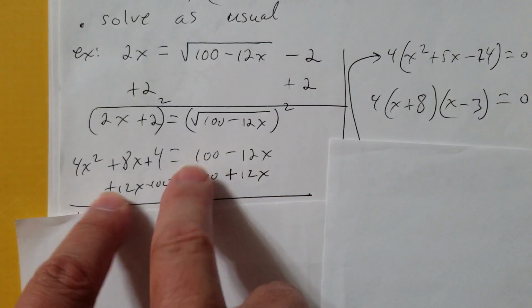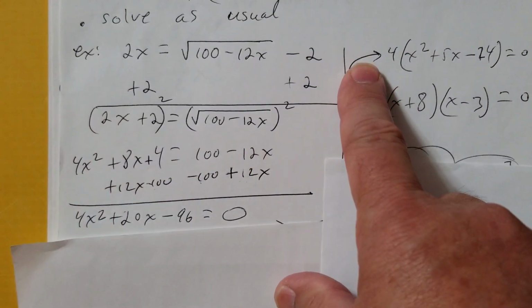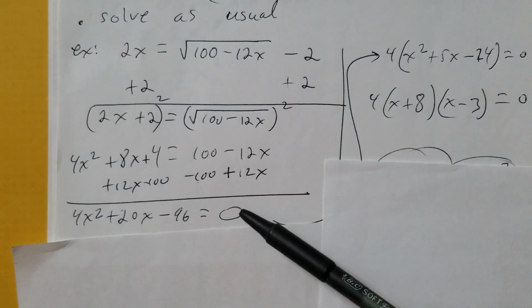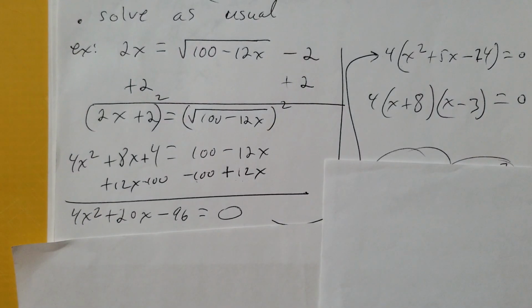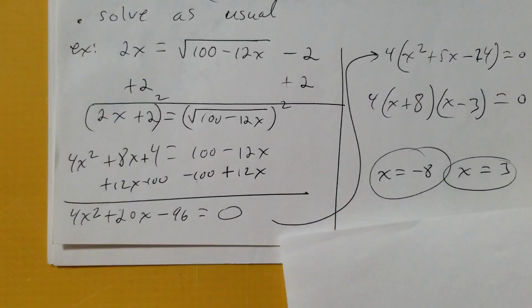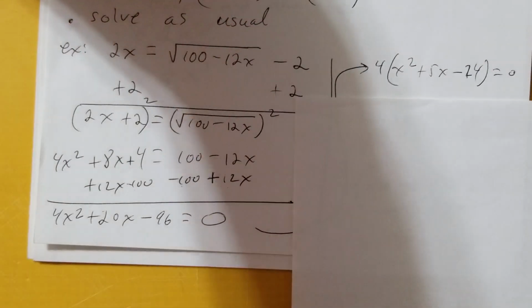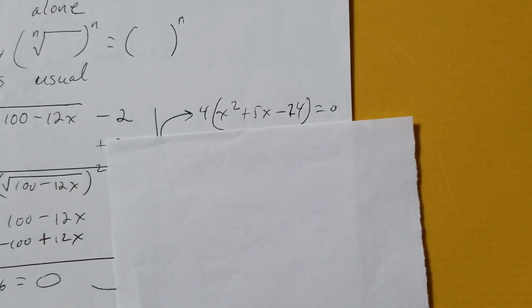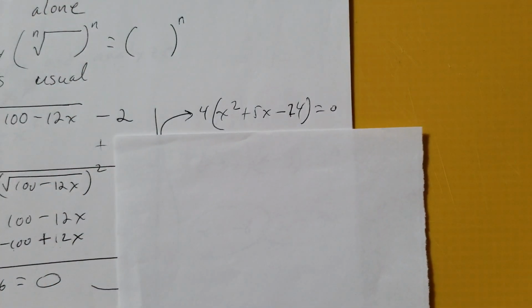Cancel the 100 with minus 100. So everything goes to the other side, and you get 0 here. And now you solve that. How do you solve that? Well, try to factor something out. You can factor out the 4. Now this is all algebra. I know I'm going fast, but this is all algebra.